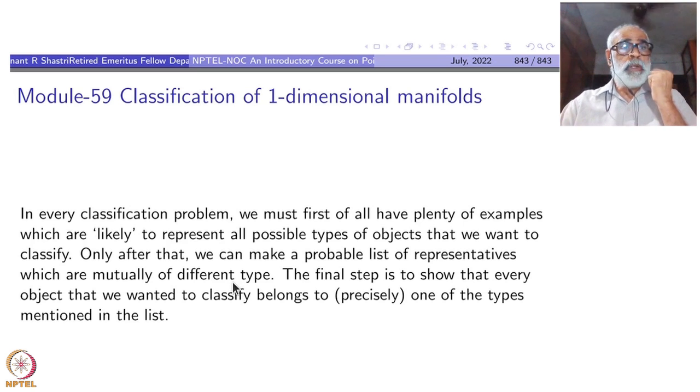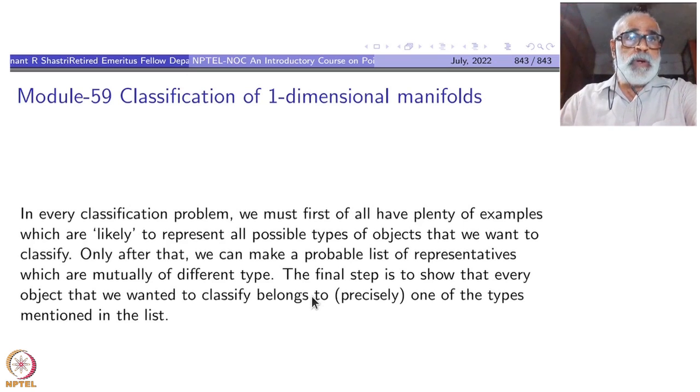The final step is to draw a conclusion, to show that every object that we wanted to classify belongs to precisely one of the types mentioned in the list. While doing that, often what happens is somebody else or you yourself will find another new object which was not listed at all and which does not fall in any of these types. So you have to add that one to the list. That's all. So this way classification keeps going on.